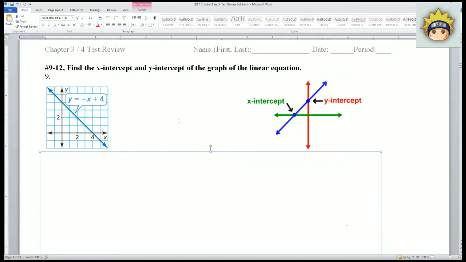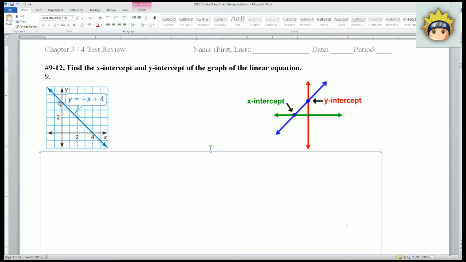Okay? It looks like the y-intercept is at what value? 4, because this is 2. So 1, 2, 3, 4. You should see right here the y-intercept is at 0, 4.